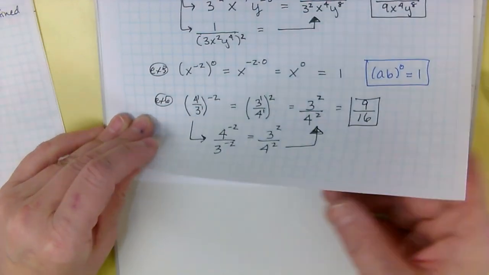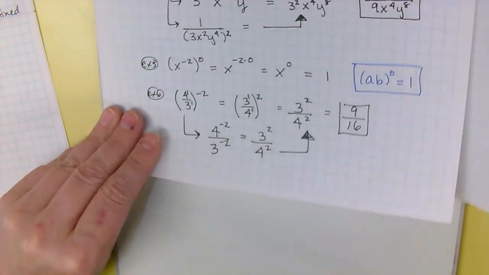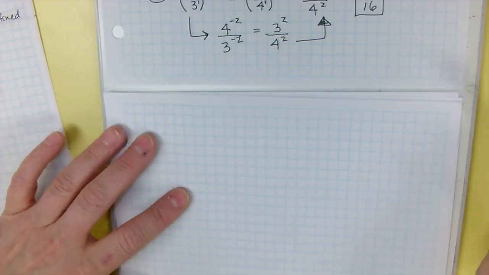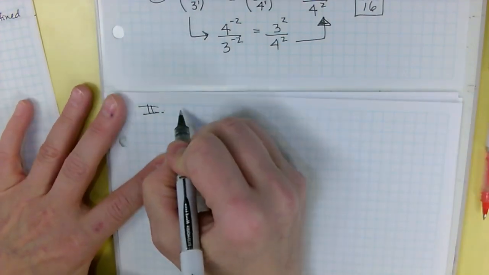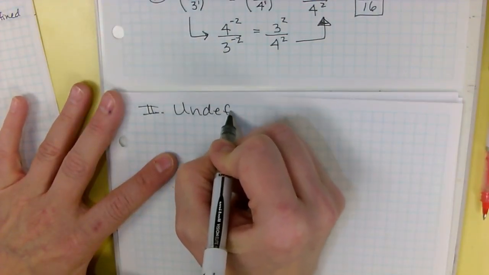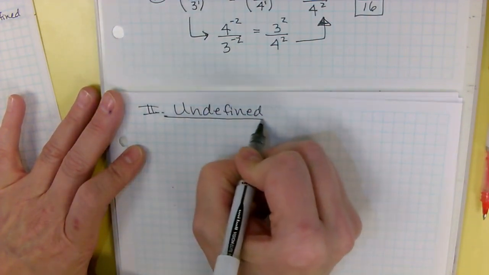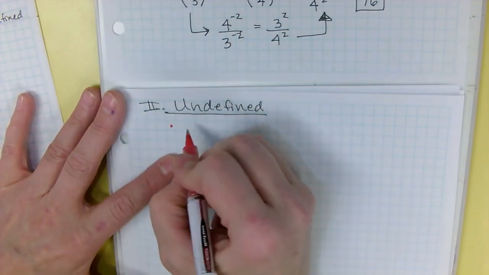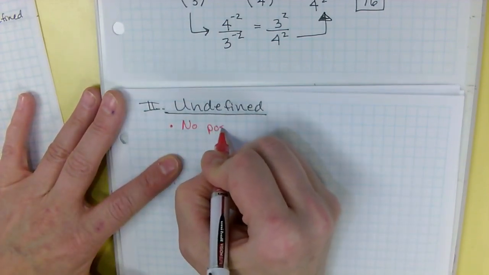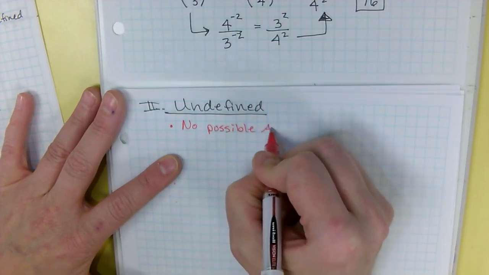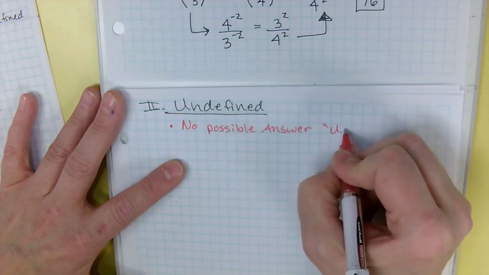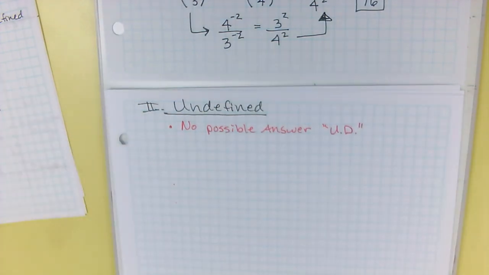All right, that is negative exponents. And then I also showed you exponent of 0. So Roman numeral 2. We're going to get into undefined values. Okay, undefined means there is no possible answer. The official abbreviation for undefined is capital U period, capital D period. So you can write it out or put UD.